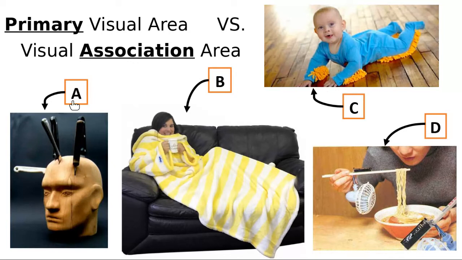So let's start over here with invention A. Can anyone tell from the chat, if this wasn't creepy, right? If it wasn't a person's head that has knives in it, what would invention number A be used for? What would this actually be? Can we tell? Yeah, so this would be a knife block, right? A place to store your knives.